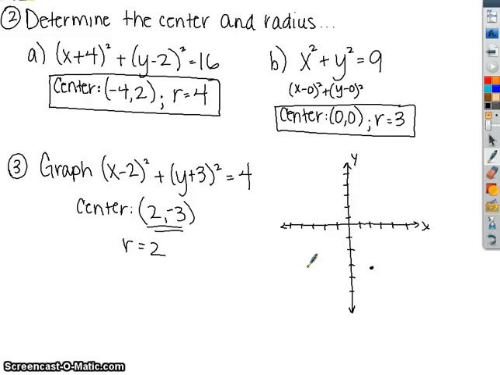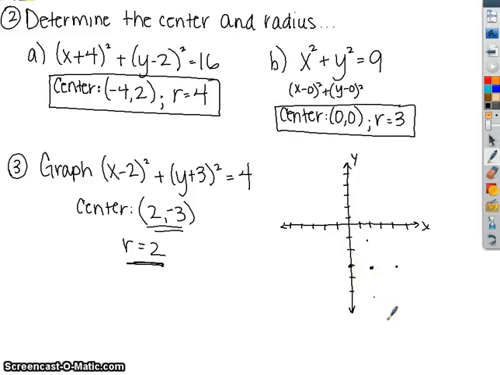Now here's where it turns into a rough sketch. We know that the radius is 2. So off of the center, we are going to put some guiding points on here so that we can then draw our circle. If this is my center, I go 2 up, right there, 2 to the right, right there, 2 to the left, right about there, and 2 down, right there.